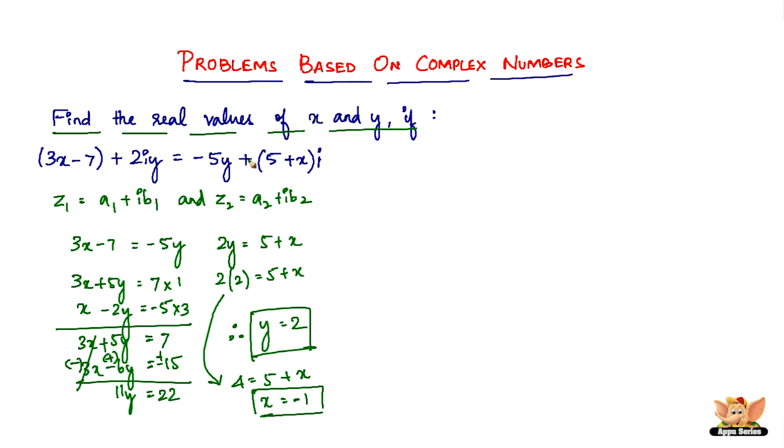Let me repeat before I conclude this problem. To find the values of x and y when you have two complex numbers being equated against each other, all that you have to do is equate the real parts. That is, the one which doesn't have the i is called the real part of the complex number, and the one which has the i is called the imaginary part. So just equate the real parts and the imaginary parts, make equations, solve the equations and find the values. That's all you have to do.